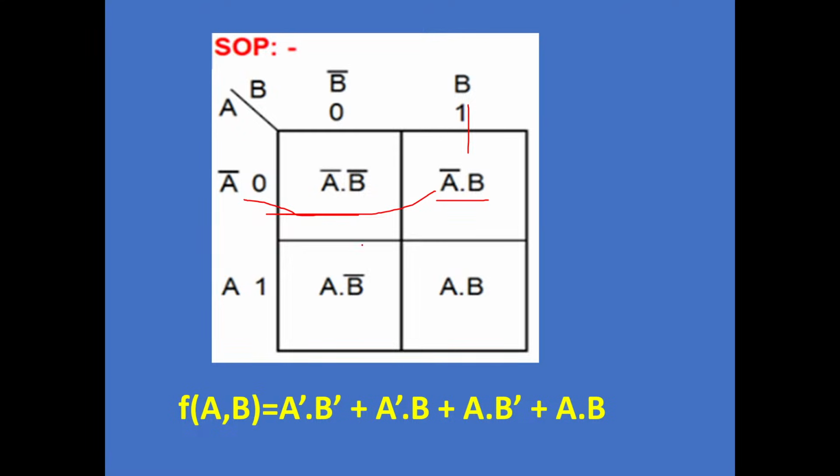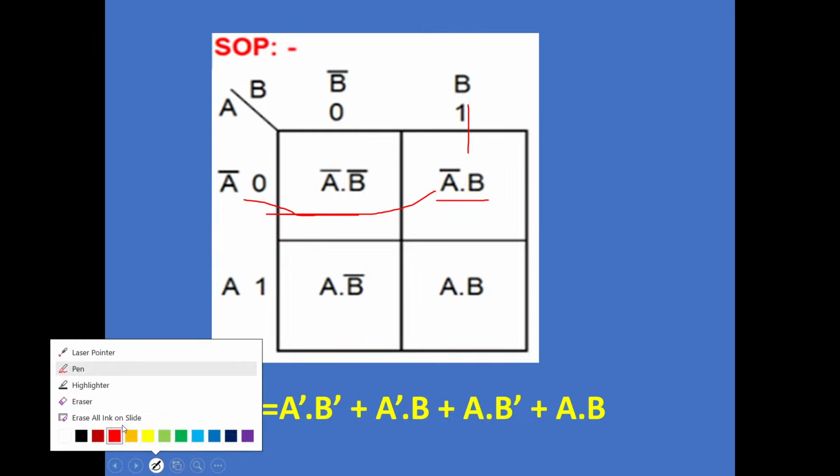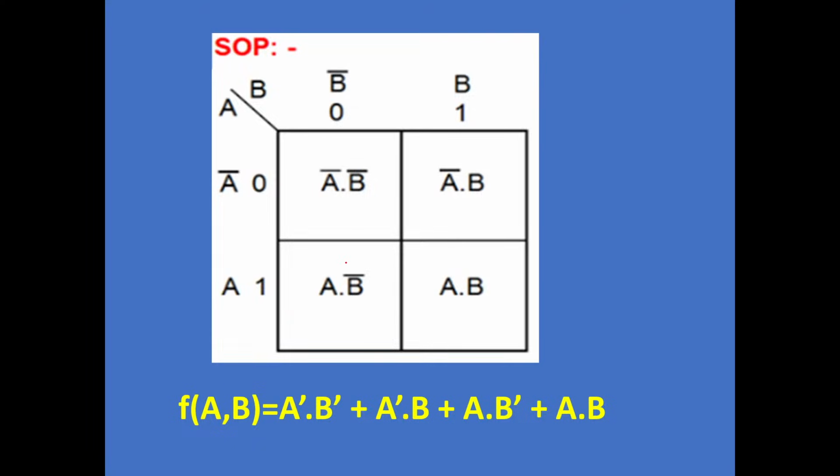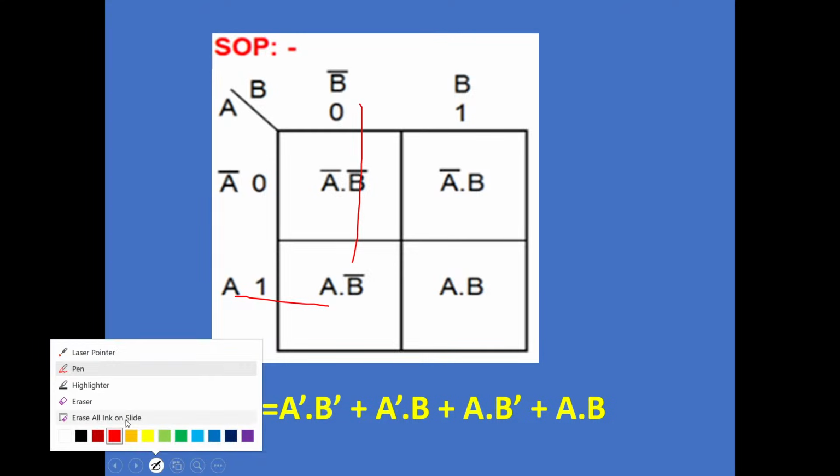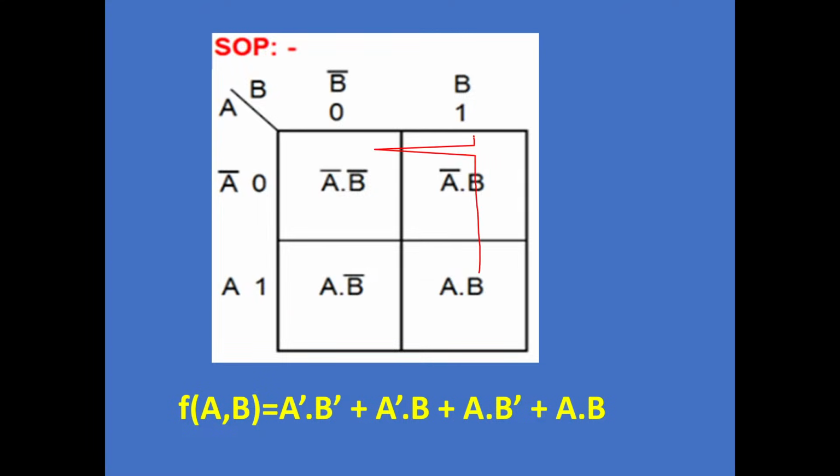Okay. Next, here, look at the top. B bar is there. On the left side, A is there. A B bar. Next, look at the top. B is there. Look at the left side. A is there. So A B.